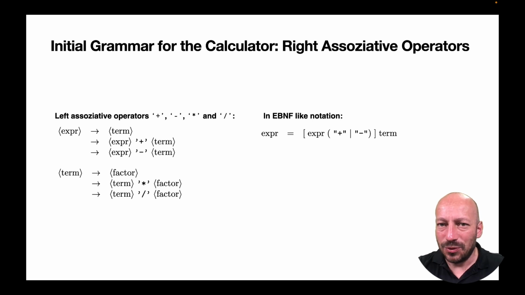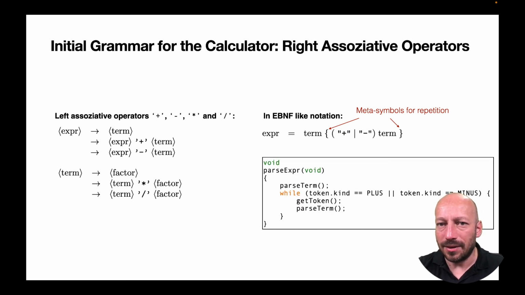So what you can do in this case is you simply rewrite this EBNF notation into a notation that uses these repetitions like that. You first check whether you have a term by calling the parse term function. And after that, you simply check whether there is a plus or minus operator followed by another term. And this repetition will be implemented in a simple while loop like that.